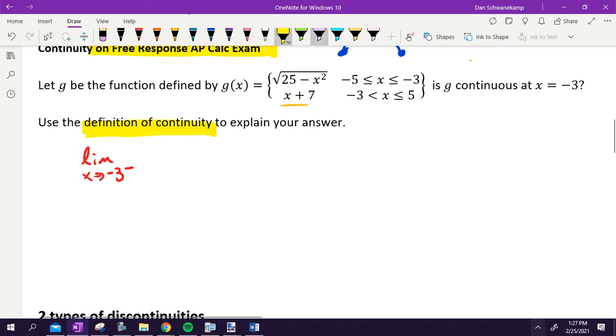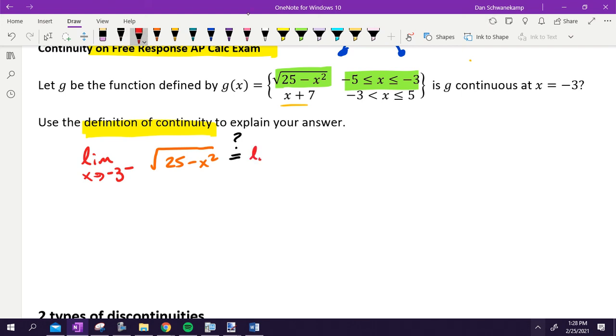The top one. The top one is the left. Those are numbers less than -3. And so I'm going to use that equation right here. I'm just going to write it down. Square root of 25 minus x squared. That's the limit as x approaches -3 from the left. That right there, in order to be continuous, we are trying to decide, is that equal to? Just an equal sign with a question mark. We don't know. We're trying to decide, is it equal to or not?